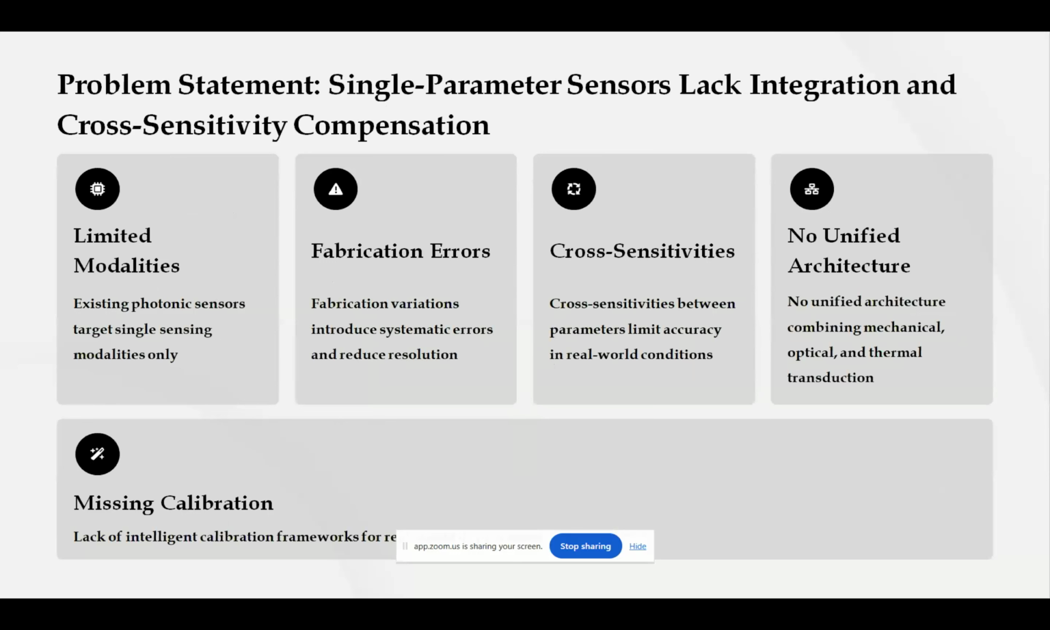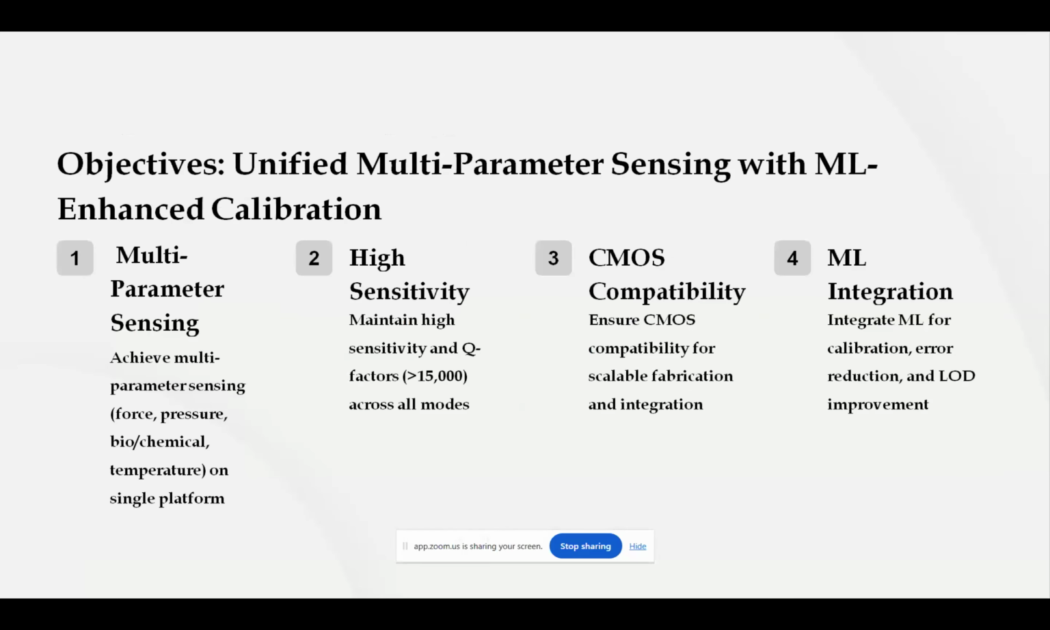And in the problem statement, existing sensors mostly detect only one parameter. They suffer from fabrication errors and cross-sensitivity issues. Also, there are no unified platforms with intelligent calibration, limited modularity, and missing calibration. In the objectives, the main goal of this work is to develop multi-parameter sensing with machine learning enhanced calibration with high sensitivity.